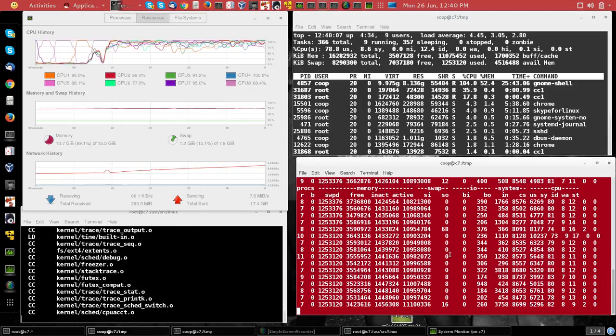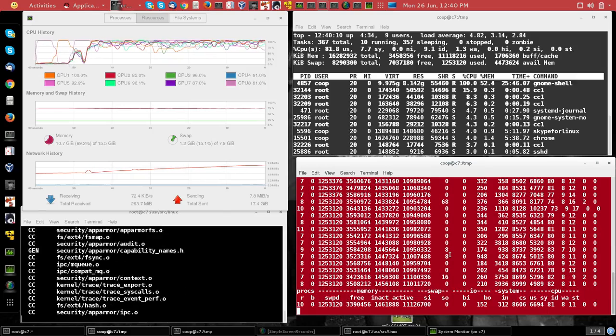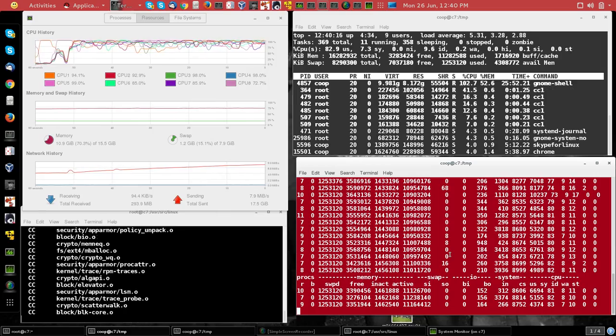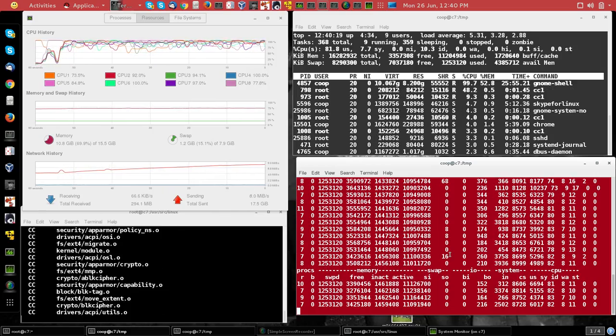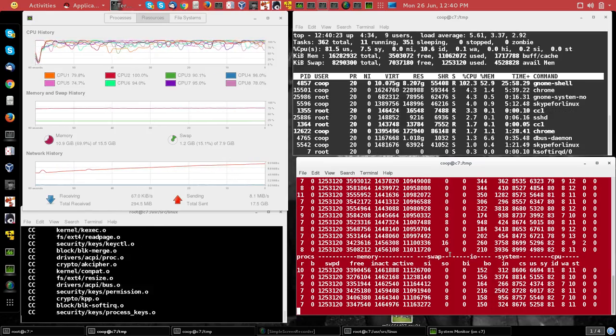And on the bottom here, we can see all the activity going on with the memory on the system. In particular, how many pages are active and inactive, swaps coming in and out, how much space is free, etc. So that's just a brief look at a few of the tools that are available on your system.